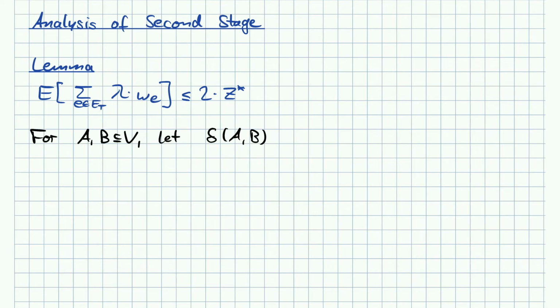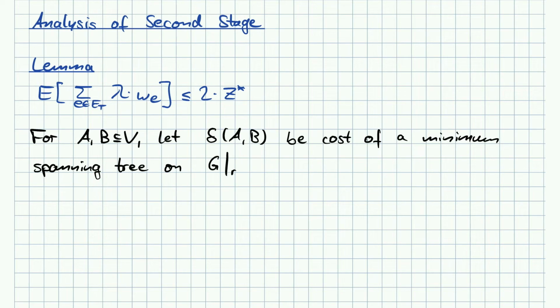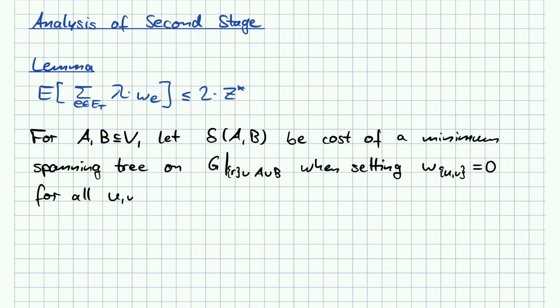Let A and B be subsets of the vertices, and now we let delta of A,B be the cost of a minimum spanning tree on the graph, where we now have the root R at vertices A and the vertices B, when we set the weight of edges to be 0 for all u and v which are R or in A.